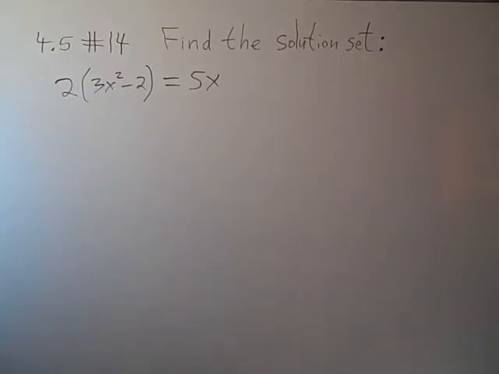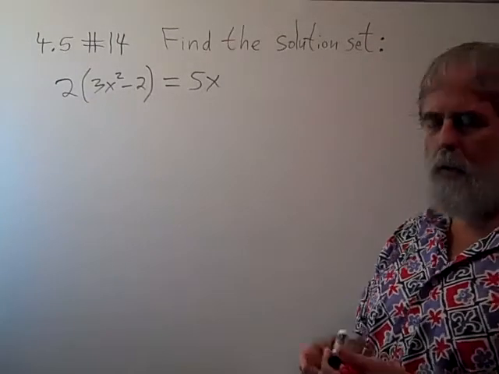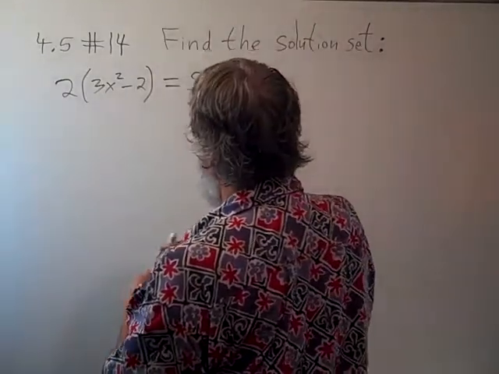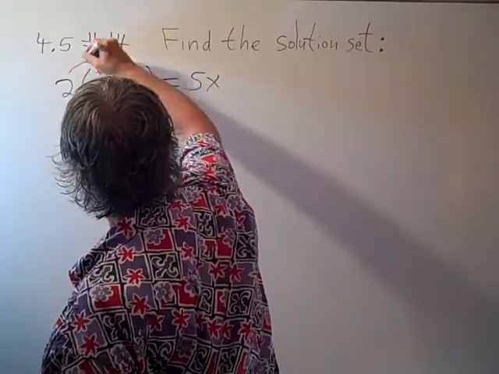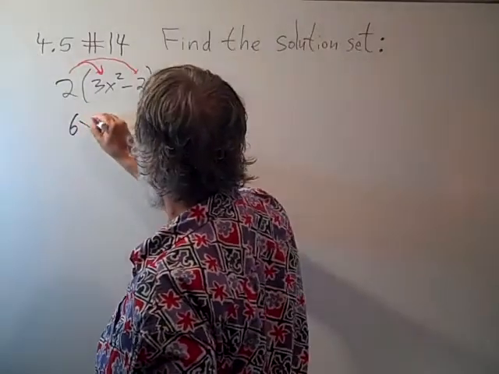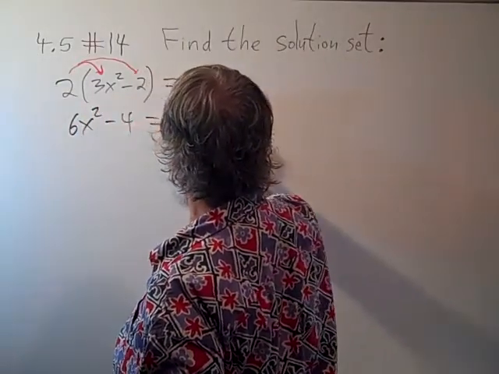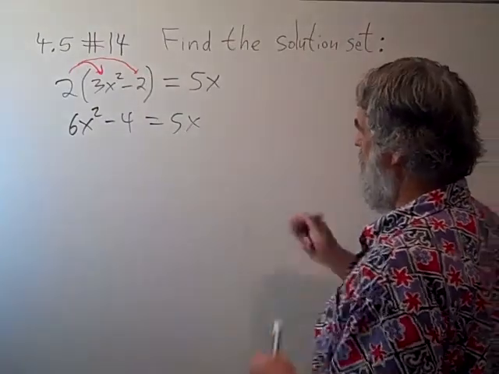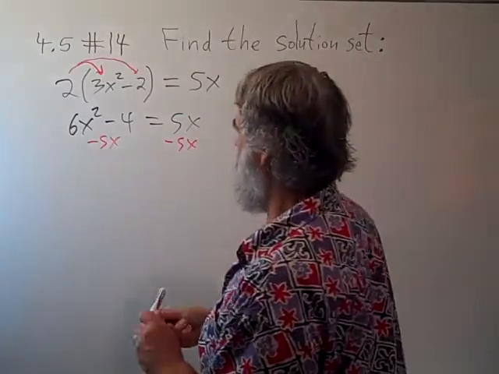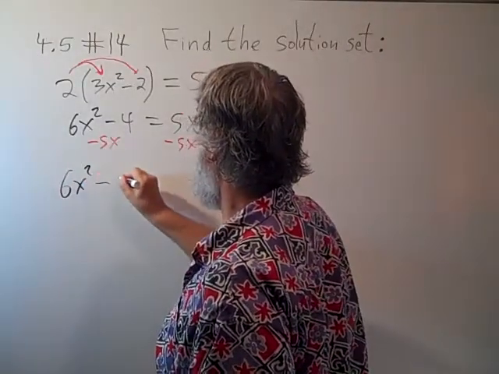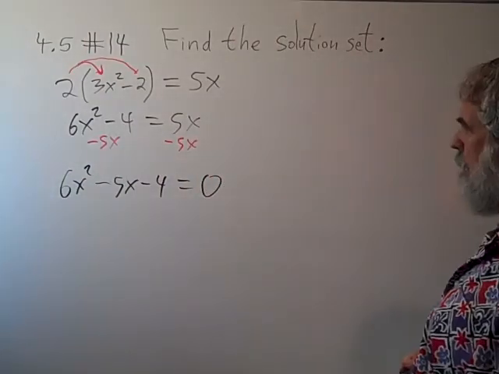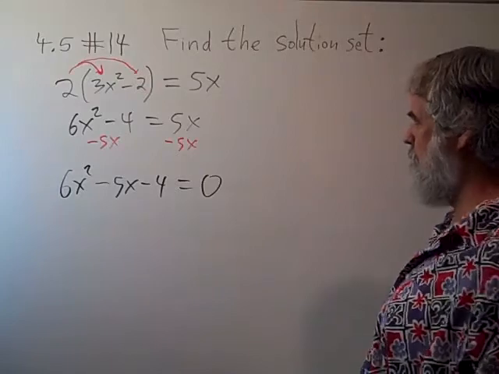Okay, first we have to get everything on one side of the equal sign and then try to factor it. So, to begin with, let's distribute the 2 through the parentheses to get the stuff out of the parentheses. We end up with 6x squared minus 4 equals 5x. And if we take away 5x from both sides, we get 6x squared minus 5x minus 4 equals 0. So now we can try to factor this.